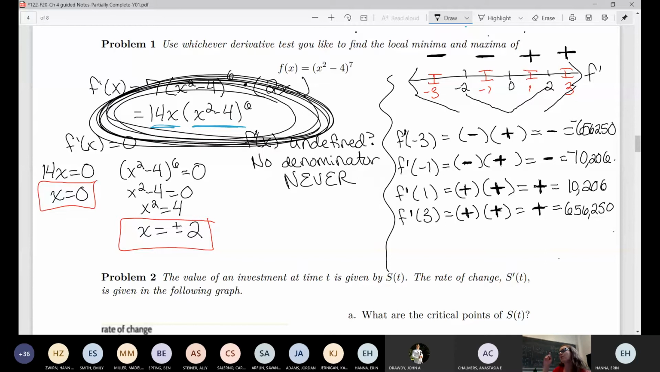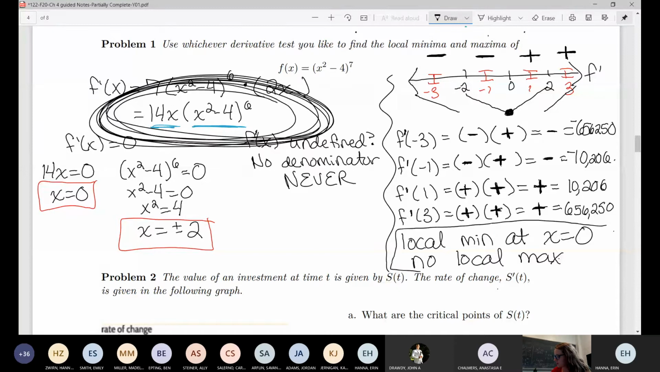But at 0, it changed from negative to positive. And I think that's why I like to draw these little lines, because I think it makes visual sense that that turns out to be a min, because your original function goes from decreasing to increasing. So we would have a local minimum at x equals 0. And I'll even write no local max just to clarify that we don't have a local max here because there's no other place where the derivative changes sign.